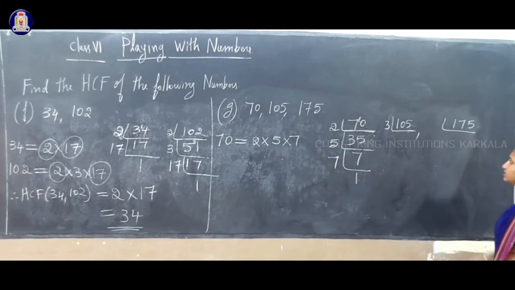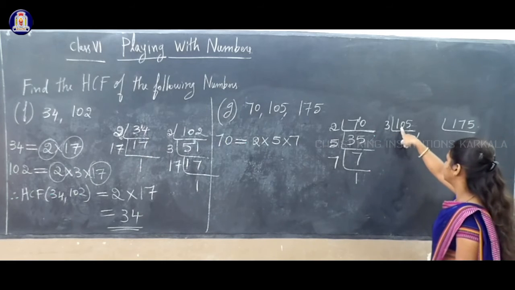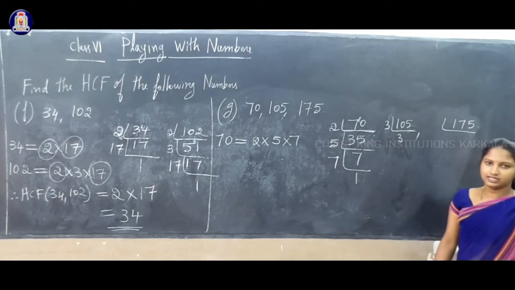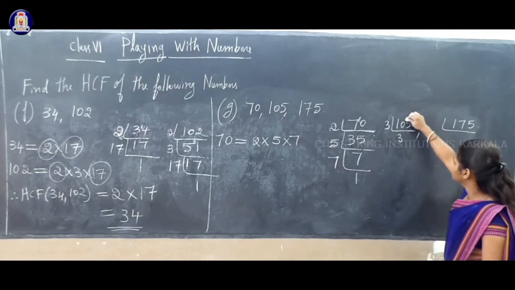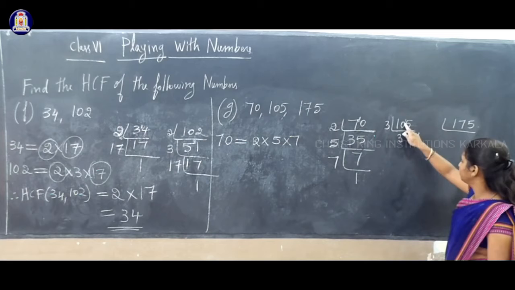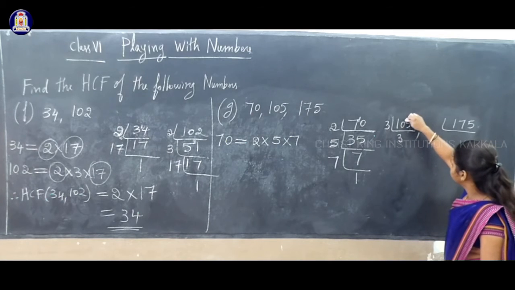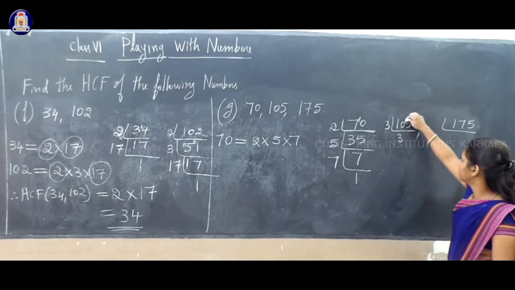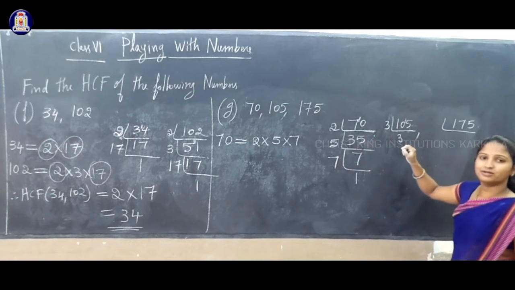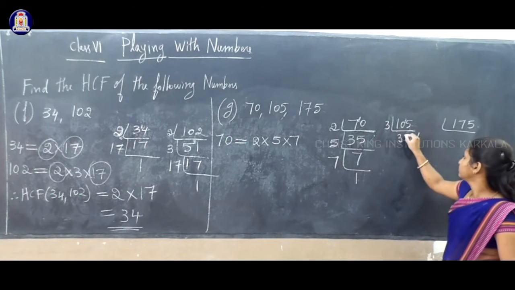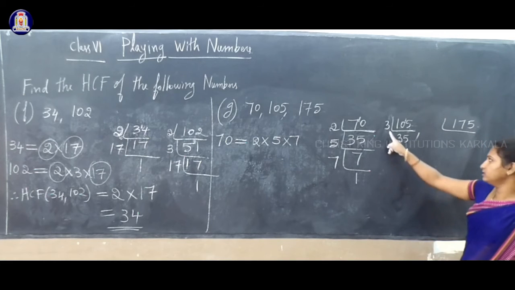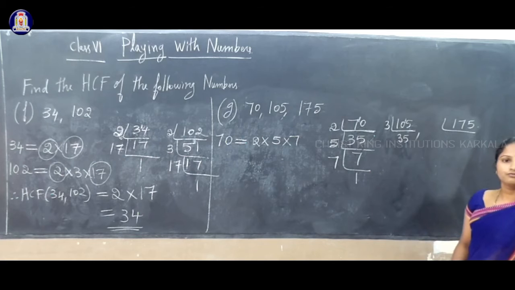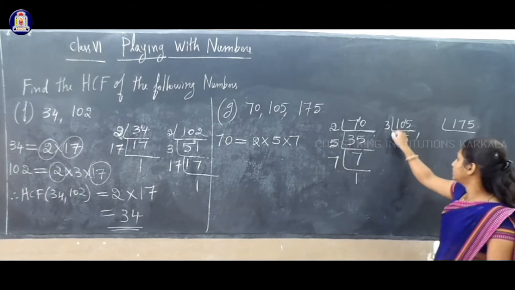I think 3 divides. See, 3 how much are 10? 3 3s are 9, so one is remaining. It will be added in the next step, and we will get 15, correct? 3 how much are 15? 3 5s are 15. Clear? So the next number is 35.